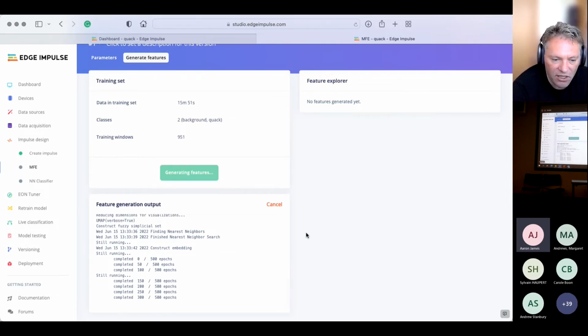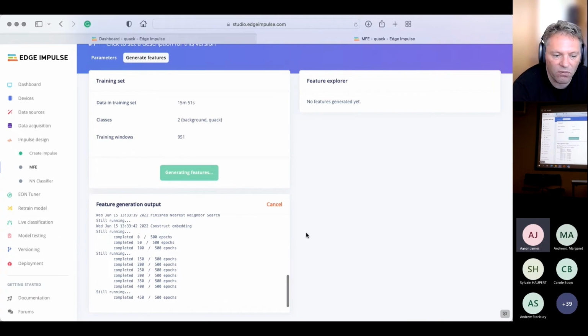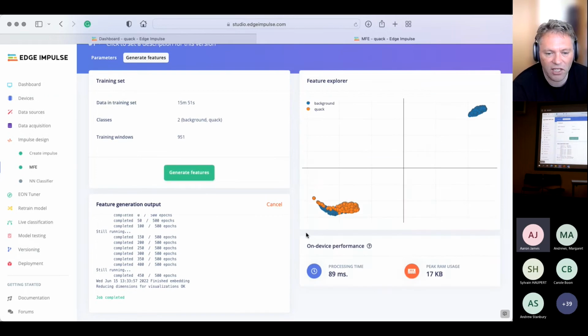And so what it's done is it's generated features from that training data. And what it's going to show in a minute is a principal component analysis trying to indicate how complicated this classification task is. In a second, it should pop up a little diagram, and the complexity of that diagram is how hard this classification task is going to be. So there's a whole group of sounds up here, which are background, and then there's a more complex set down here, which has background and a quack mixed together.